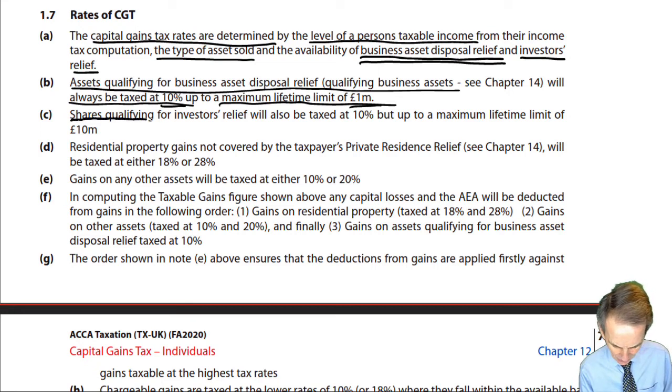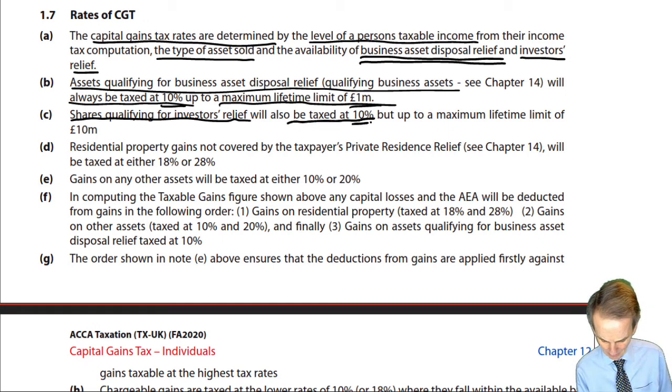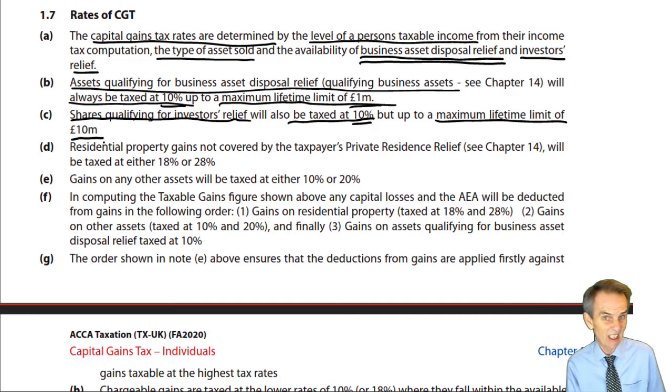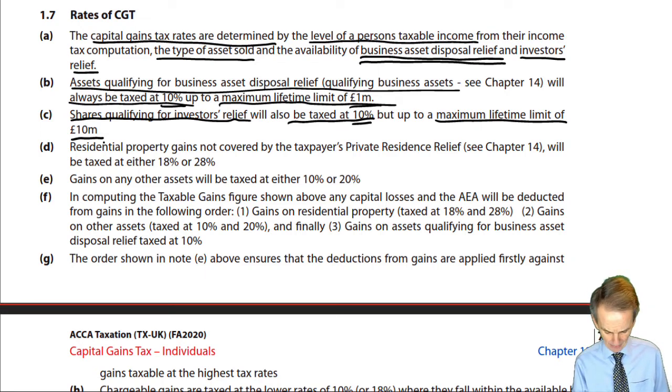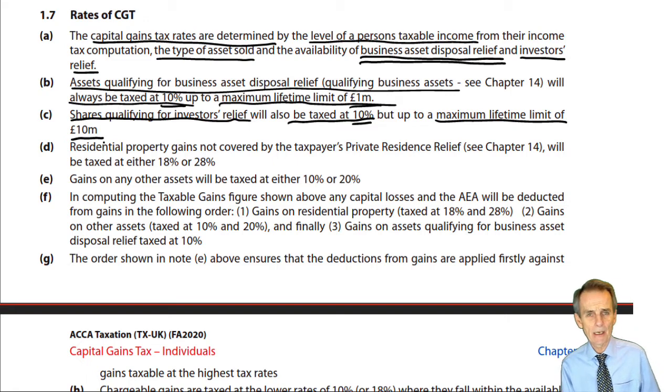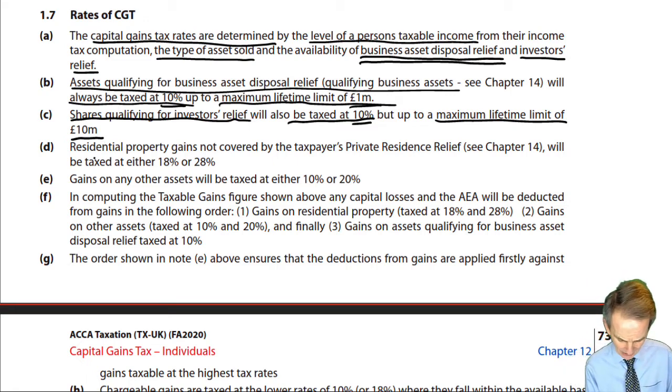There may be shares that qualify for investors relief. They will always again be taxed at 10%, just as we're doing with business asset disposal relief. This will be irrespective of your taxable income, but only up to a maximum lifetime limit of a rather bigger figure, £10 million. That's as it was back in Finance Act 19. It's only the business asset disposal relief, what previously was entrepreneurs relief, that has come down to £1 million of lifetime limit. More likely to be seen in terms of any CGT calculation is gains made on residential property.